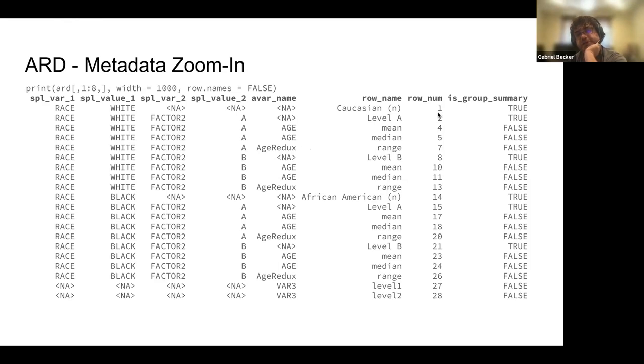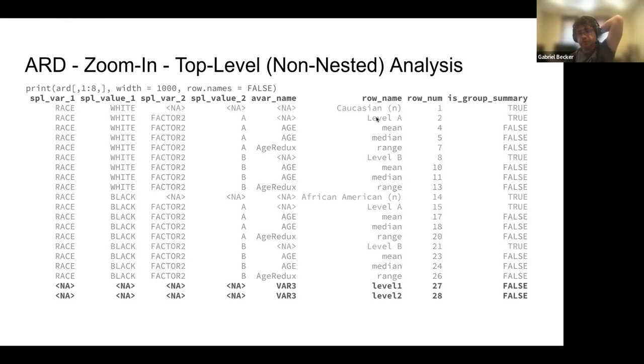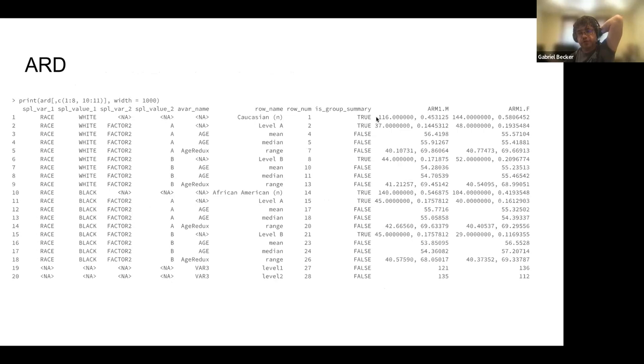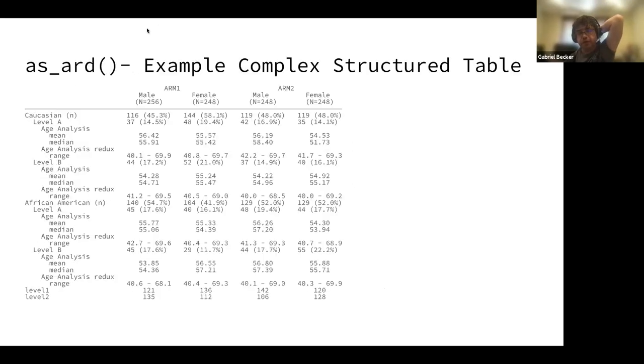So you can see that three is skipped here because three is a variable label row that doesn't have any cells. So it goes 1, 2, and then 4. All right, because if you go back here, the third row here is the row that says age analysis, but it doesn't have any values. And since it doesn't have any values, it doesn't appear in the ARD.